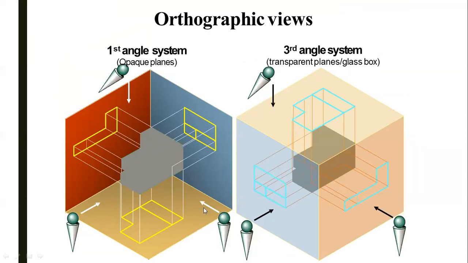For front view, this is the observer. For side view, this is the observer. For top view, this is the observer. In third angle projection method also, the same thing is there. But in first angle projection method, we are going to draw the projections or views on the opposite side. It means that the object is in between the observer and this plane. Okay, in all these views.